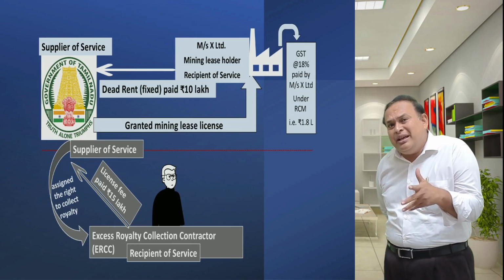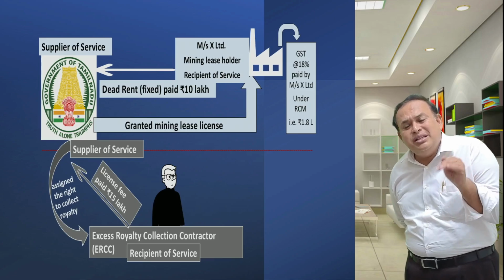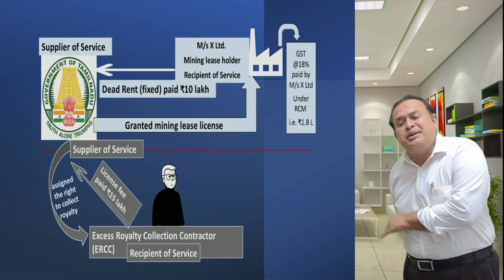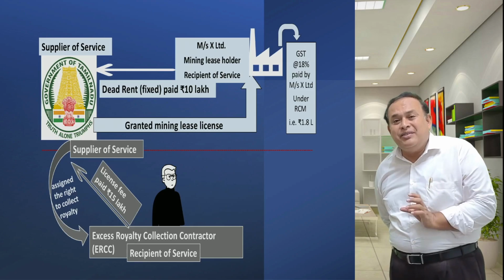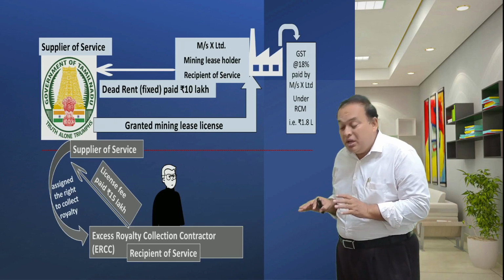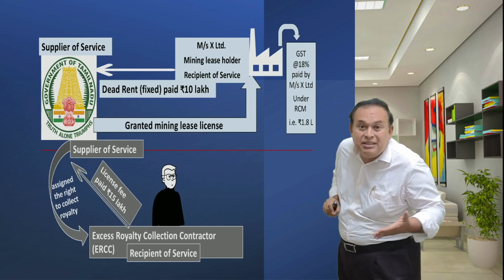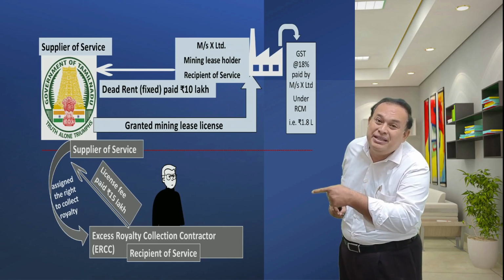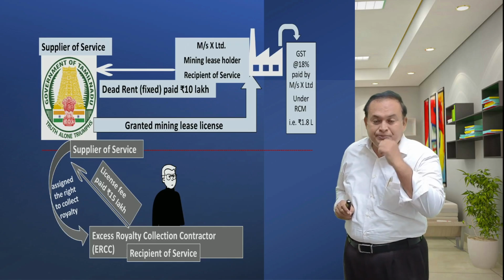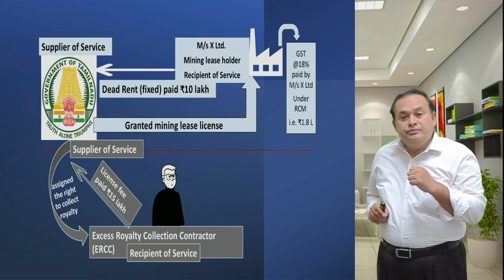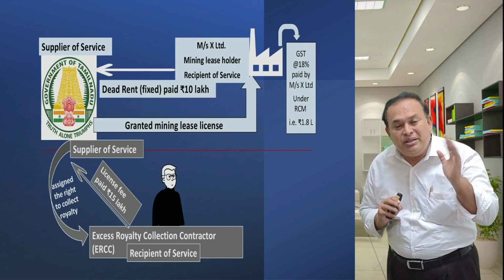Here also, who is the supplier? State government. Who is the recipient? Excess royalty collection contractor. What is the activity? Go to the mining place and watch like a watchdog, collect the information, maintain the record of what extraction is made by the X Limited from the mine, and report to the state government.